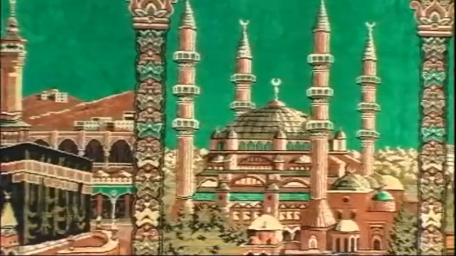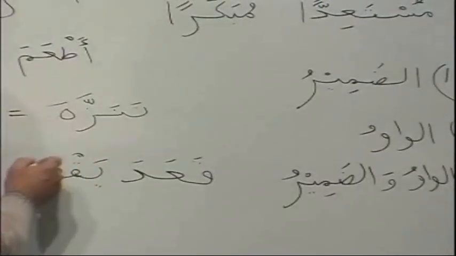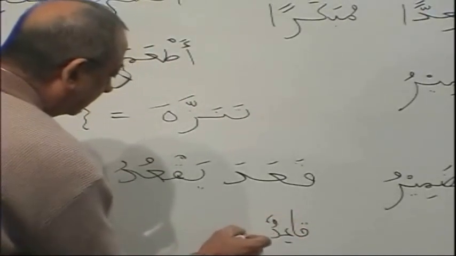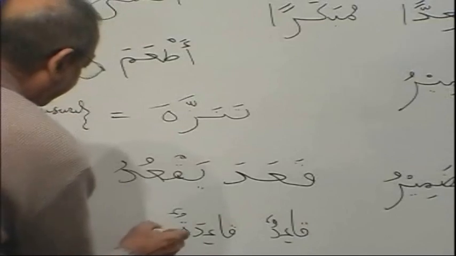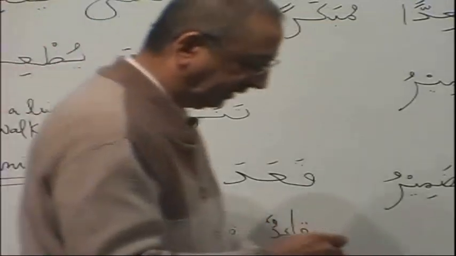So, brothers and sisters, here is qu'udan. What is the singular? Qa'idun or qa'idatun. What is the verb? Qa'ada, yaq'udu. Qa'idun, qa'idatun. And what is the jam'? Qu'udun. Alhamdulillah.